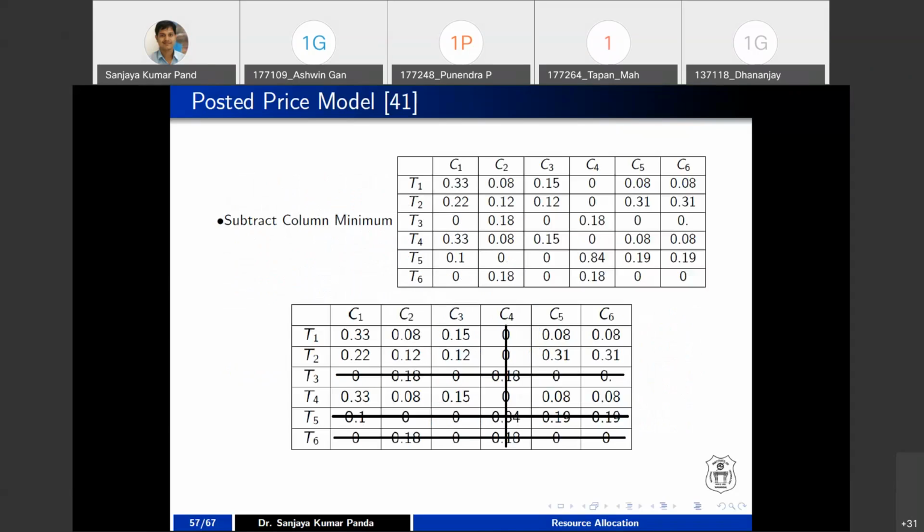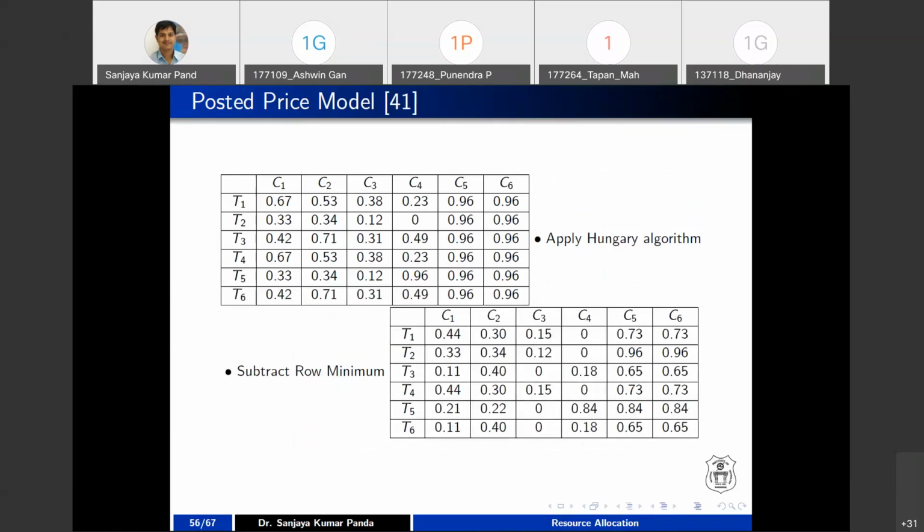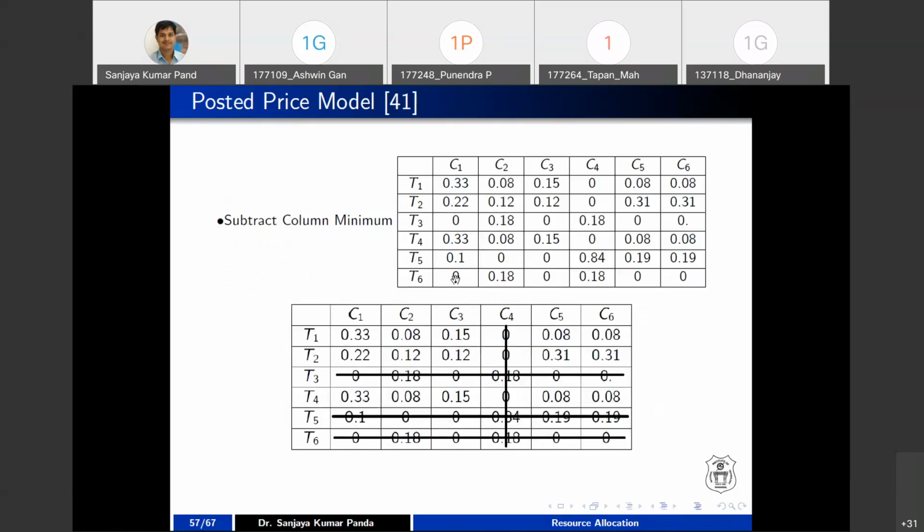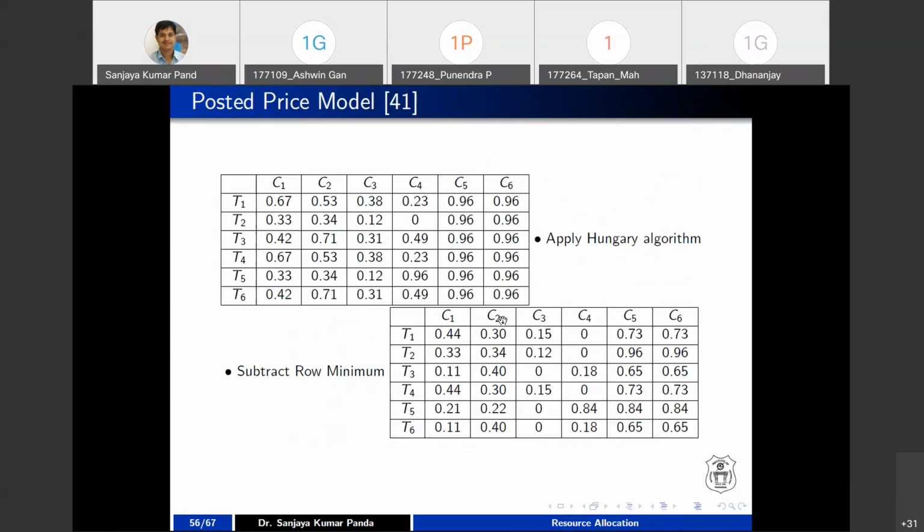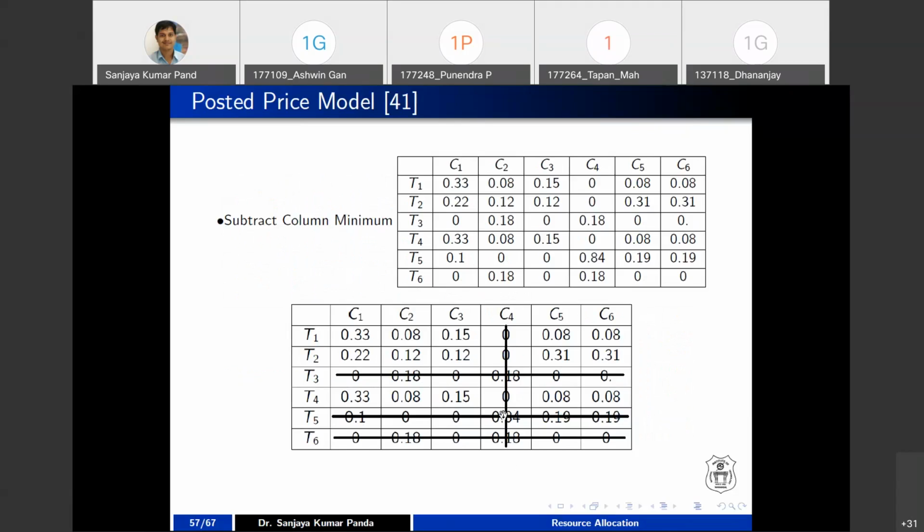You have to calculate the column minimum. The second step is the column minimum. You can see in the first column, the minimum is 0.11. So if you go for the column minimum, T3 and T6 become 0. Right? You can see in the slide, T3 and T6 are 0. Similarly, find the minimum of C2. The minimum of C2 is 0.22, so I have to subtract 0.22 from all the other elements. Okay? So you will get these values here.